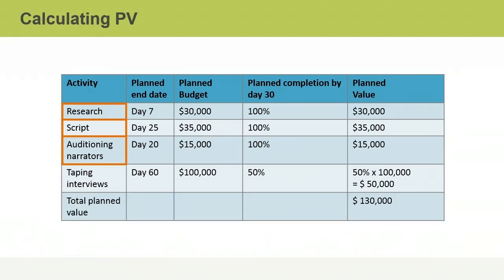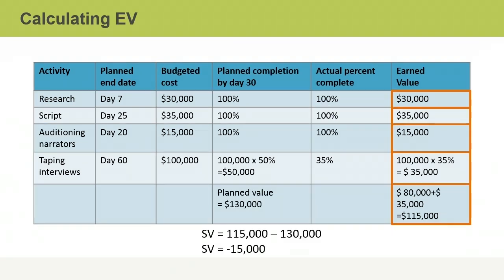The planned value for the first 3 activities is the sum of their planned budgets because these activities should be 100% complete. The planned value for the period is the sum of the budgeted value for the first 3 activities plus 50% of the budgeted cost for the 4th activity. This totals $130,000. Next, you need to calculate the earned value for the period.